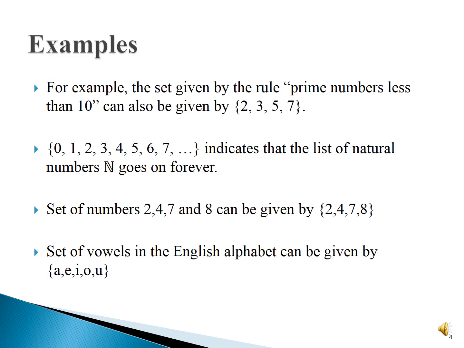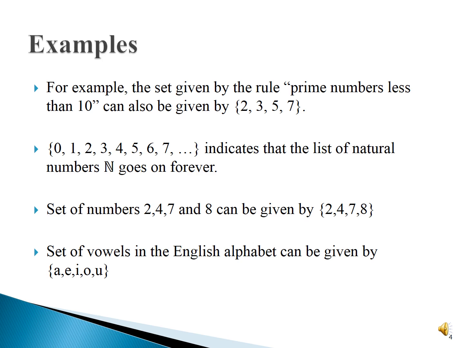In the first example, we can see the set given by the rule prime numbers less than 10. So this set contains 2, 3, 5, 7, and these numbers are included in braces, the opening brace and the closing brace, and separated by commas. So these are the prime numbers which are less than 10. In the next example, we can see in the opening and closing braces 0, 1, 2, 3, 4, 5, 6, 7, comma, dot, dot, dot. This set indicates that the list of natural numbers goes on forever. That is, it is an infinite set.